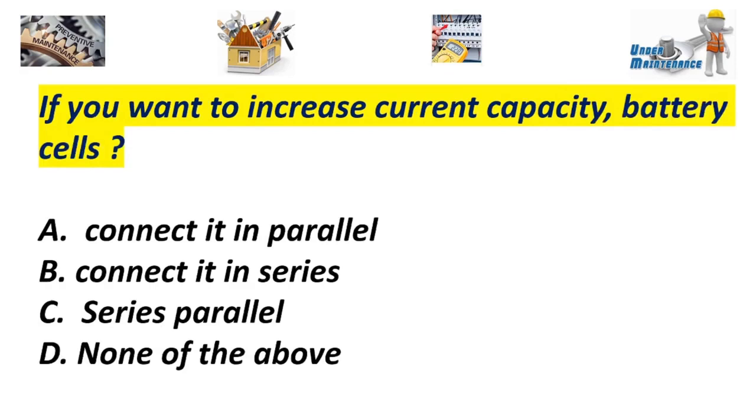If you want to increase the current capacity of battery cells, A. Connect them in parallel. B. Connect them in series. C. Series parallel. D. None of the above. Answer A. Connect them in parallel.